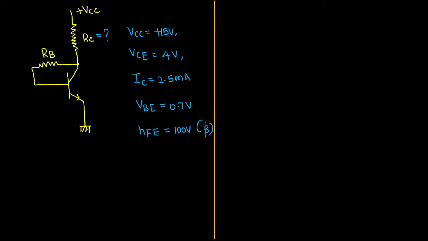What can be the expected answer for this question? Anyone? The value of collector resistance is dash, right? That is the question. How many of you solved this question?